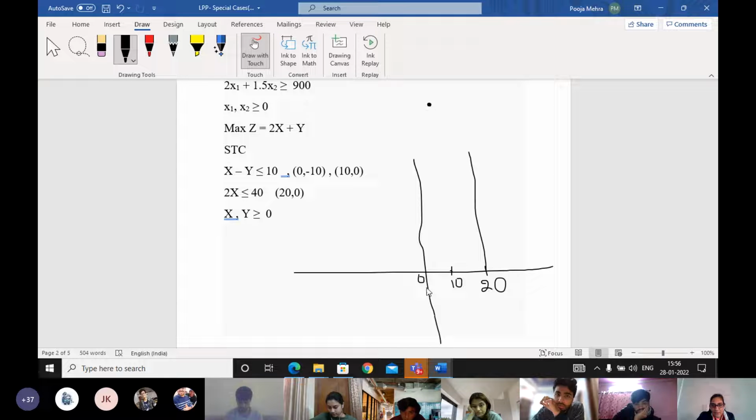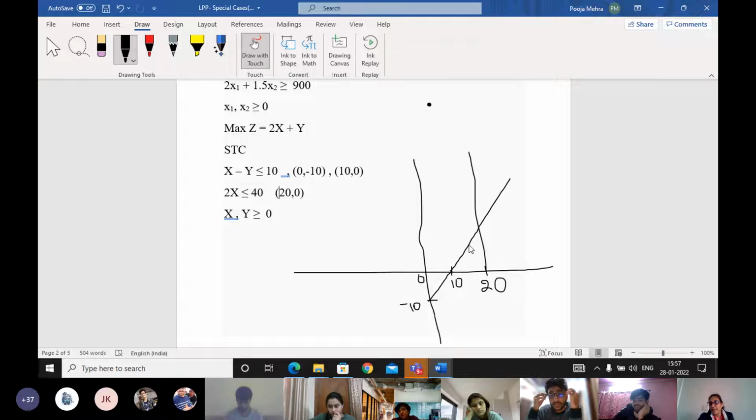This is y positive. This is y negative. This is minus 10. So that means by joining these 2 points, we got a line. But we need to extend it to the first quadrant. Are you getting me? And we need to look into the first quadrant only.